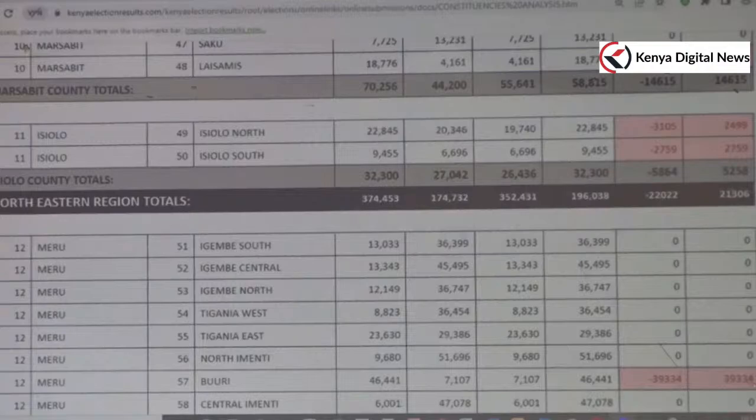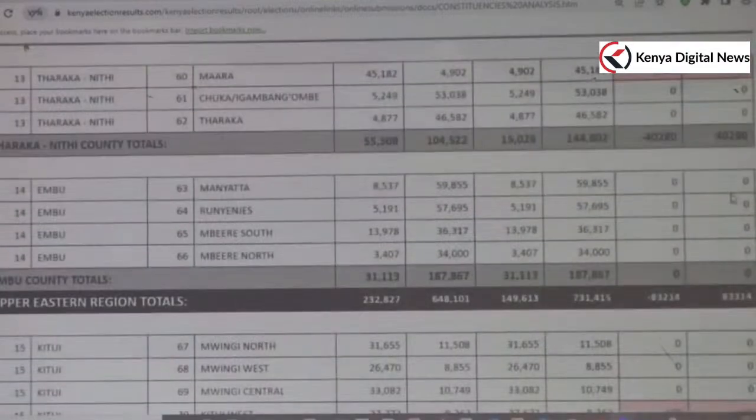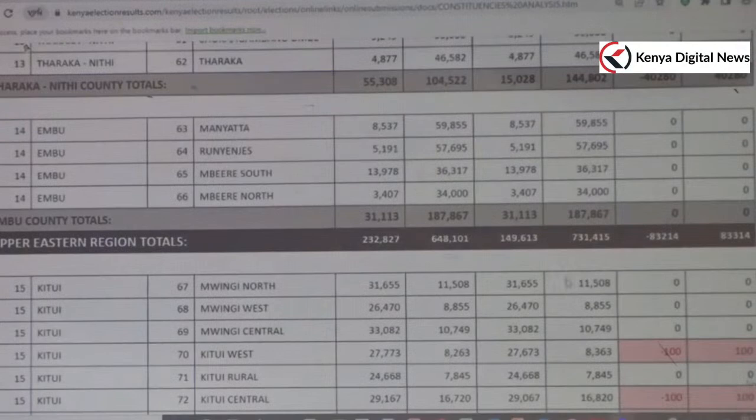Now, when we come to Upper Eastern, the IEBC awarded Jacob 149,000 votes.